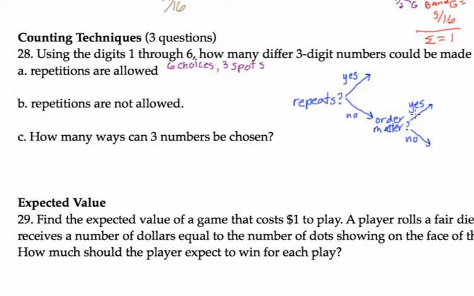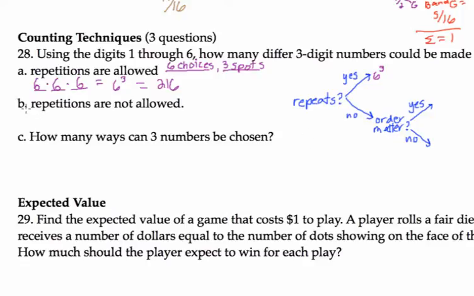Counting techniques. Using the digits 1 through 6, that means there's 6 choices for numbers. How many different 3-digit numbers can be made? That means 3 spots we're putting them into. If repetitions are allowed, for each of our 3 spots, you have 6 choices for the first spot. You can repeat, so you've got 6 choices for the second spot and 6 choices for the third spot. So that's 6 to the third power. If repeats are allowed, multiplication rule, 6 times 6 times 6. So that's 216 choices.